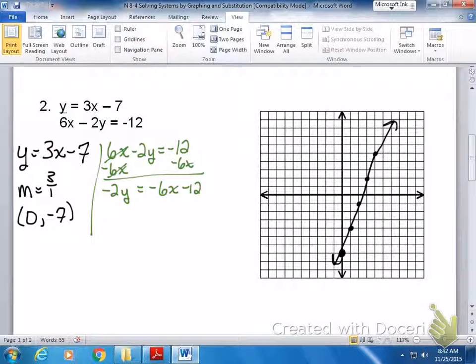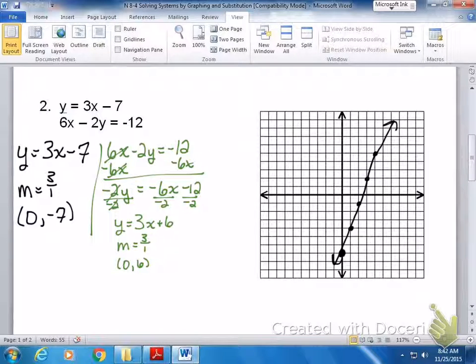But y isn't by itself, so I have to divide by negative 2, and divide everything by negative 2. Now I have y equals negative 6 divided by negative 2 gives me 3x. Negative 12 divided by negative 2 gives me plus 6. So again, I have a slope of 3 over 1, so the slopes are the same. My y-intercept is 0, 6. Let's see what this one looks like.